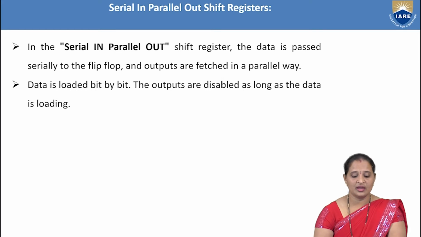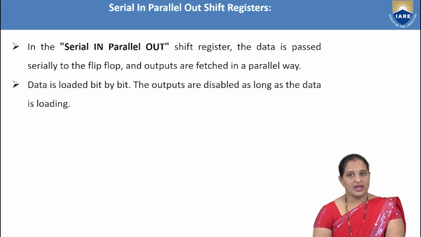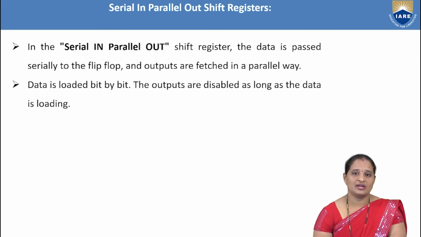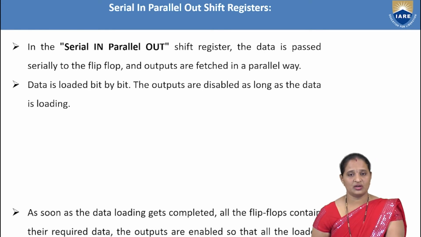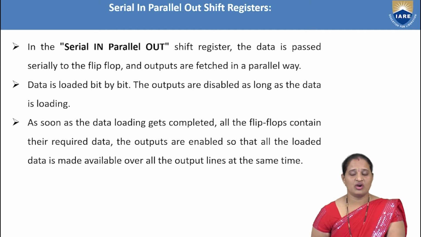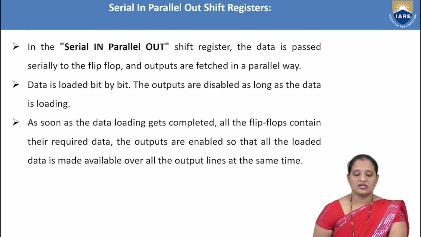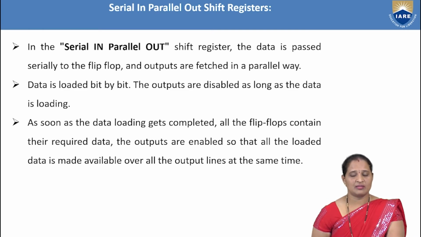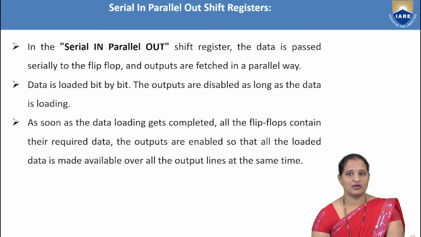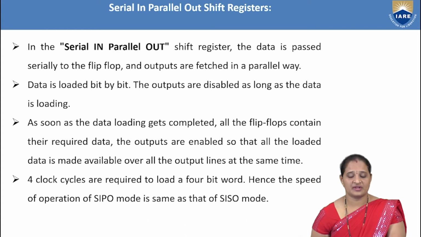Here the data is loaded bit by bit, whereas the outputs are disabled as long as the data is being loaded. So during the loading operation, the outputs are disabled. Once the data is loaded, we can read all the bits at a time from all the flip-flops. As soon as the data loading is completed, we can enable all the flip-flops so that the outputs are read from all the flip-flops at a time. That is why we call it a serial in parallel out shift register.